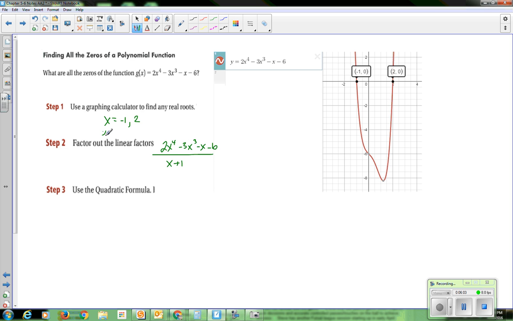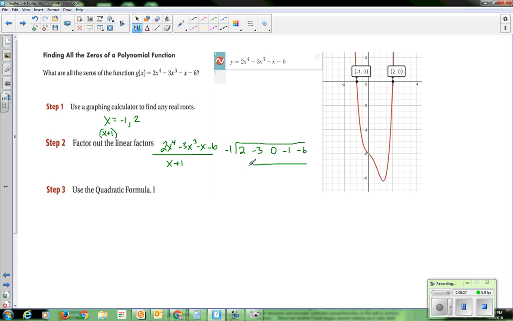So this, as our linear factor, we use the root theorem to remind ourselves that the linear factor for this is x plus 1. So I'm going to use synthetic division. I'm going to put my root here. And then it's 2, negative 3, 0, because I don't have an x squared term, so that gets to be 0, negative 1, and negative 6.